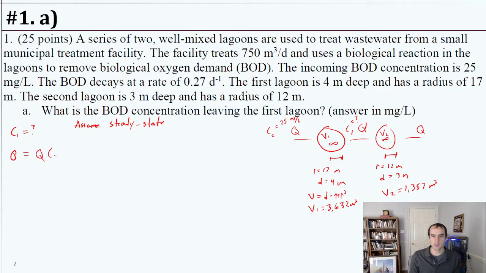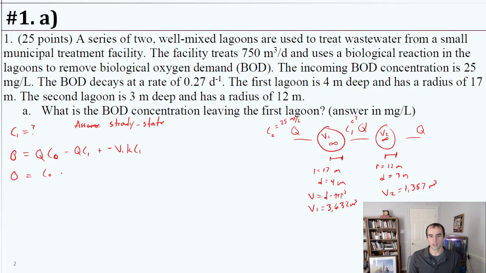We have some inputs, Q C naught, minus the outputs, Q C1, plus whatever reaction term we have, and this is a decay reaction because the stuff is decaying. This will be V1 times K C1. We know it's first order, which is why we have a C term in the reaction term. That first order is that 0.27 per day. We know it's first order because it's in per day units. So when we set this up, we can start solving.